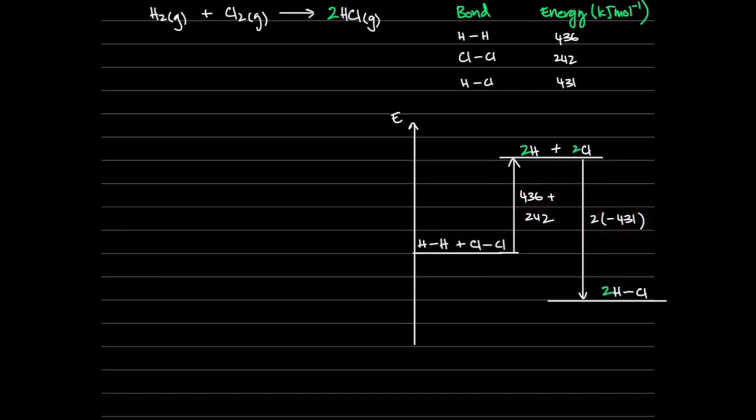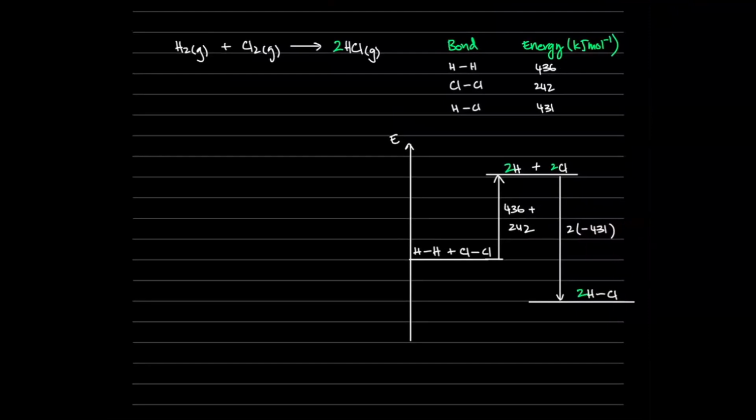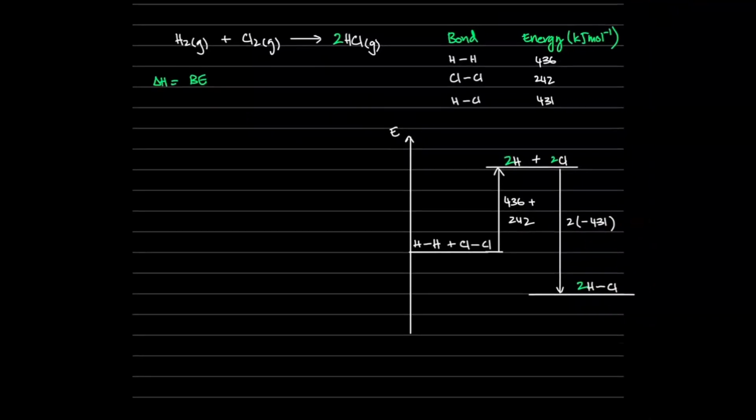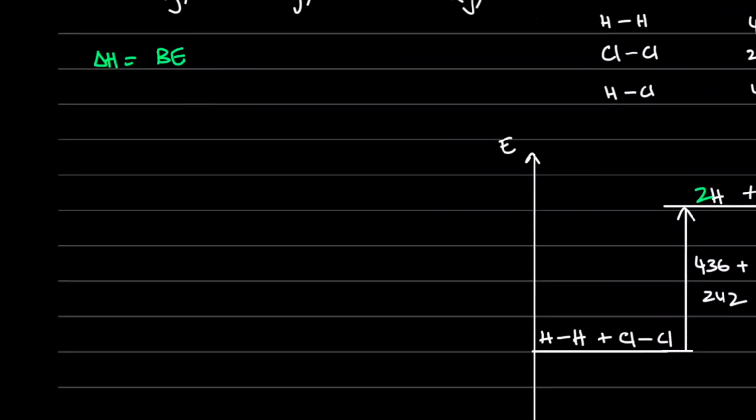Okay, so then we can say over here, if you wanted to calculate the enthalpy change of a reaction, what are you simply doing? You're doing bond energy of reactants minus bond energy of products. Okay, you're doing bond energy of reactants minus the bond energy of the products.